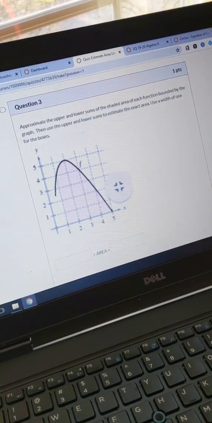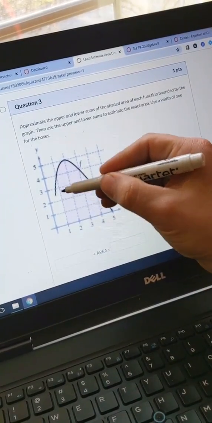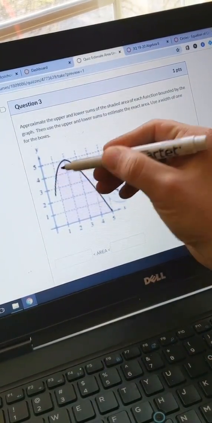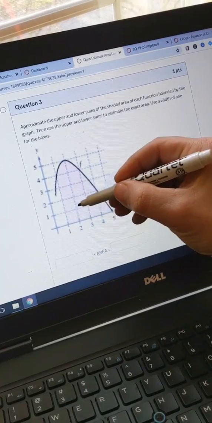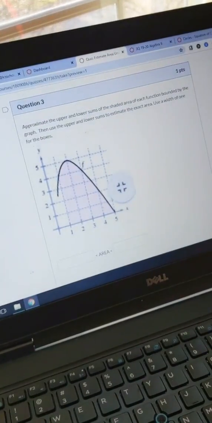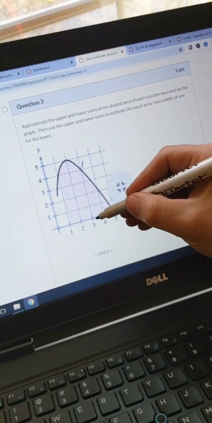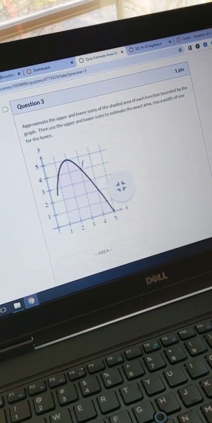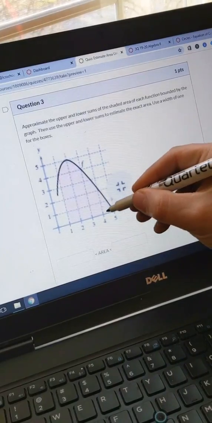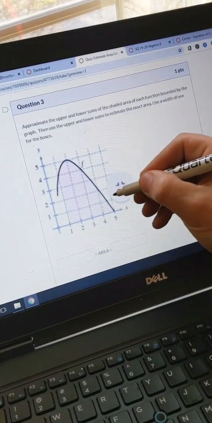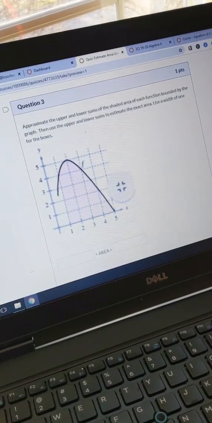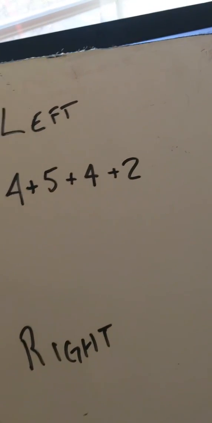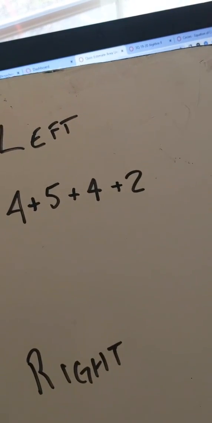Okay, so I'm going to start on the left side. We're going from 1 to 5 here, so I'll start first with 1. 1 goes up to 4. So that's the first number I'm going to write on my list. Then go to 2. 2 goes up to 5. So that's the next number on my list. 3 goes up to 4. So I'm going to write that on my list. And then 4, which will be the last one, because once we make it a box width wide, we'll stop at 5. 4 goes up to, we'll say, 2. So our left bound region is 4 plus 5 plus 4 plus 2. Let's see, that would be 15.